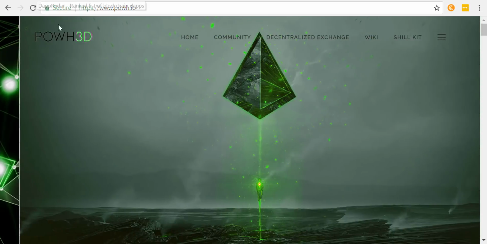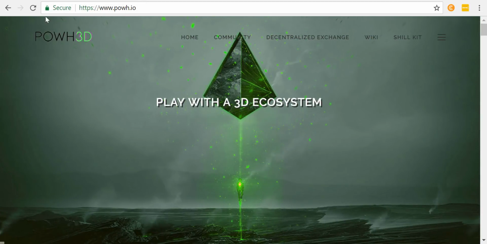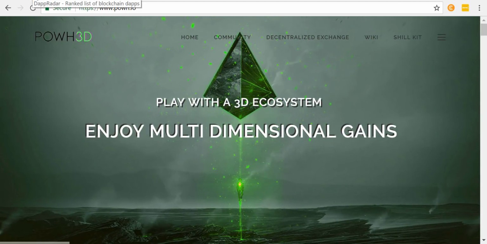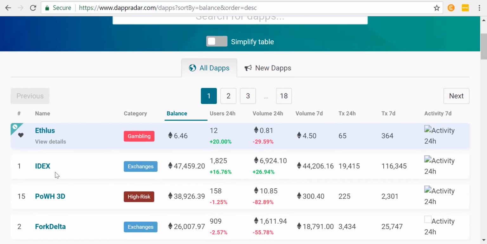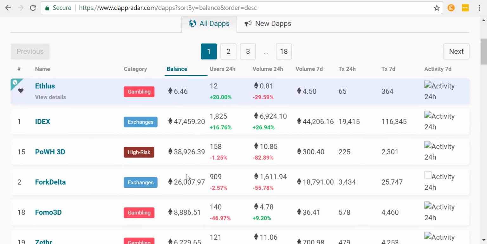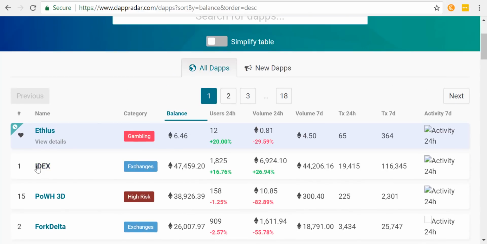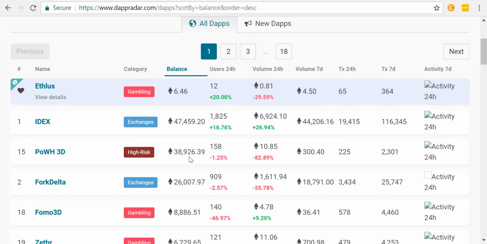Now, this is catching on. I think Ethereum right now is currently just under $200, I believe. And just to show you how big this is, I sorted this by balance, the total amount of Ethereum currently in the contract on the blockchain. This right here is a decentralized, actual cryptocurrency exchange. This is Proof of Weak Hands 3D. They're calling this high risk. All these are risky, by the way, but they're calling this high risk.